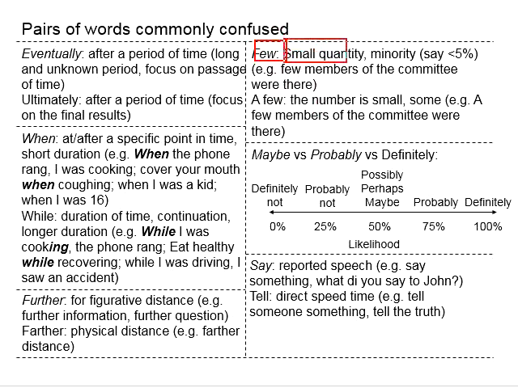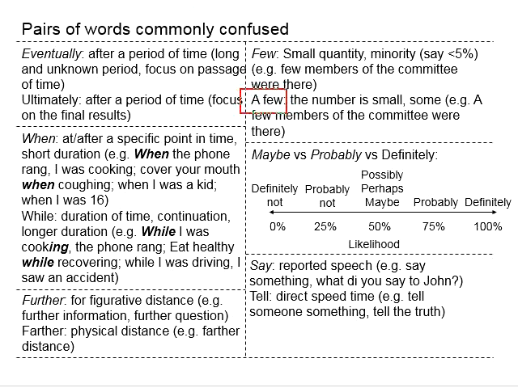Few and a few. Few normally refers to a small quantity, which is the minority. Let's say the percentage is less than 5%. For example, few members of the committee were there. That means only a small quantity of the members, very minor. Only a little portion of the members of the committee were there.